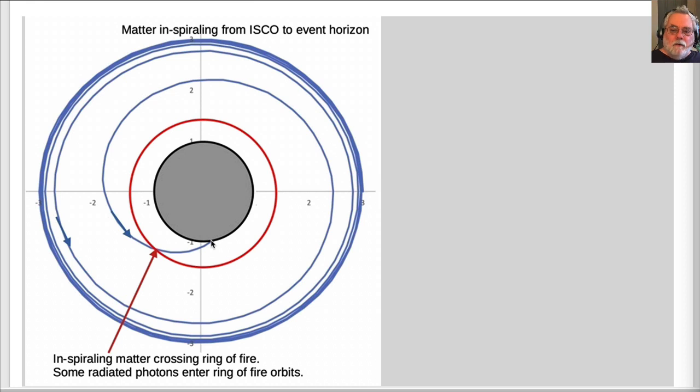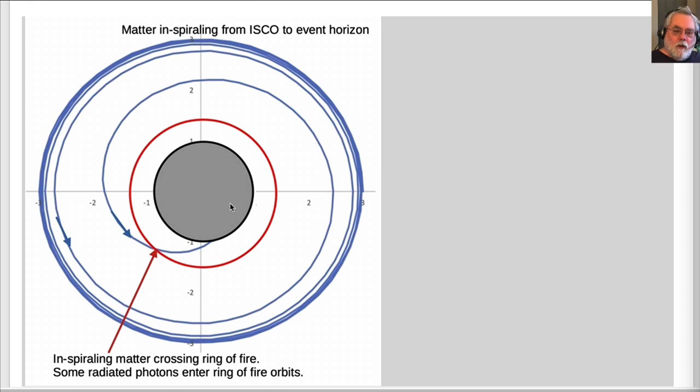This bit of accretion disk matter was very hot, so it radiates photons continuously in all directions. So it's radiating photons while it's here, and when it gets here, and when it's here. Most radiated photons escape the black hole system. Some photons spiral into the event horizon.